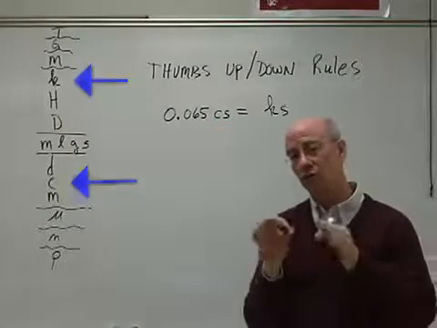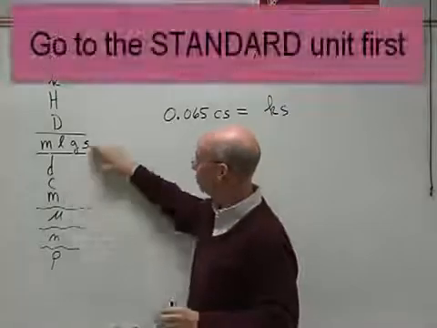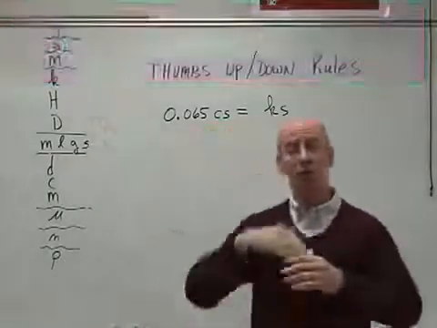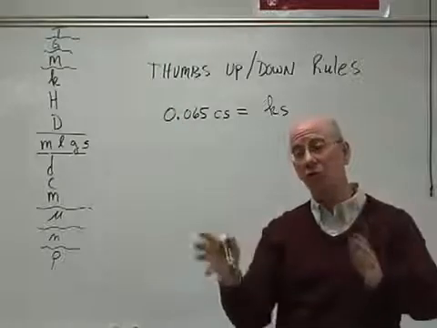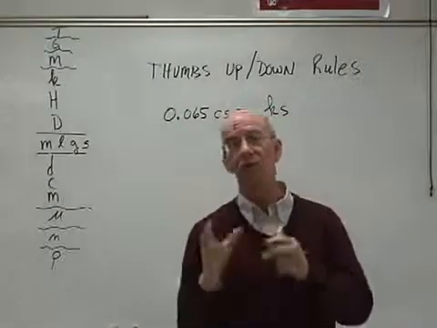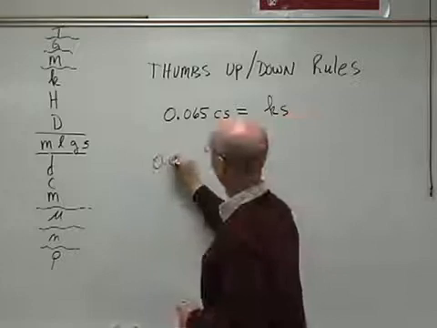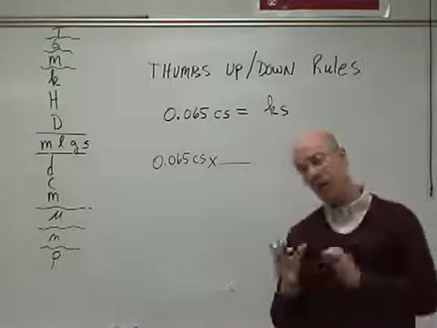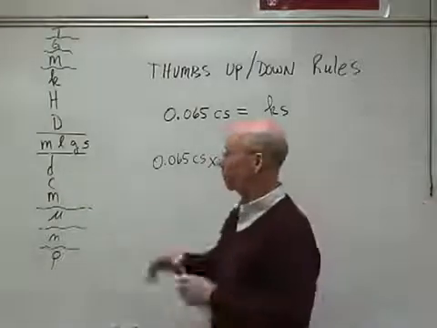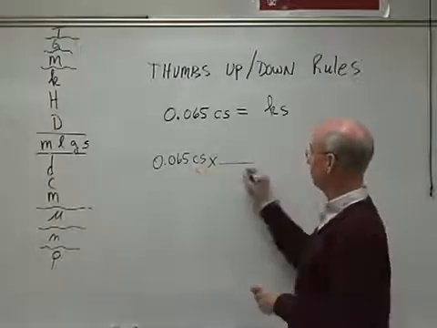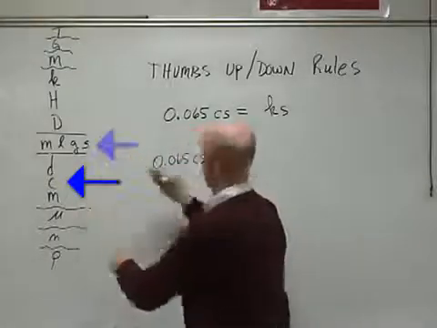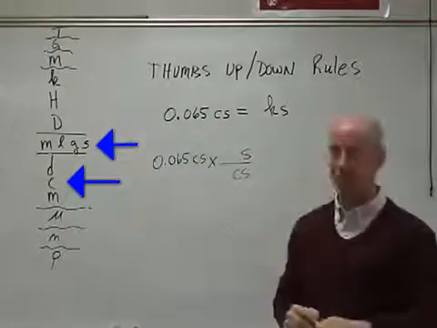I'm telling you, you need to go to the standard first. Here's the standard measurement. And then go to kilo instead of going in one full swoop, because down the road we always will need to go to the standard. I start with 0.065 centiseconds, and I want to get rid of centi. So I know that mathematically I'm going to need to divide by centi, and I want to go to my standard, which is seconds. So I put seconds on top.